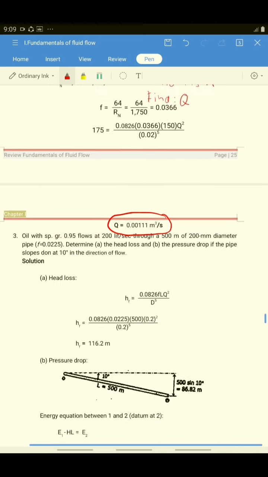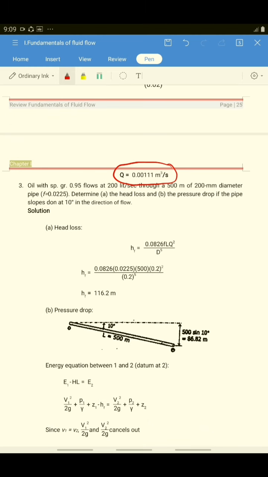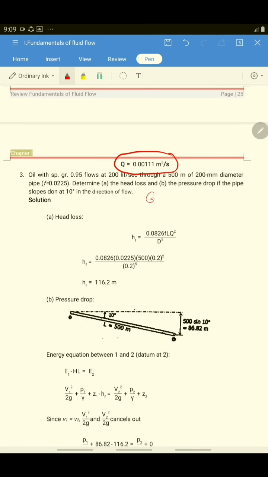Okay, for number 3, the given again. For the given, you have the specific gravity of oil, 0.95. Then Q is 2 liters per second. So you have to convert this into metric. 1,000 liters is equivalent to 1 cubic meter. So you have 0.2 cubic meter per second.